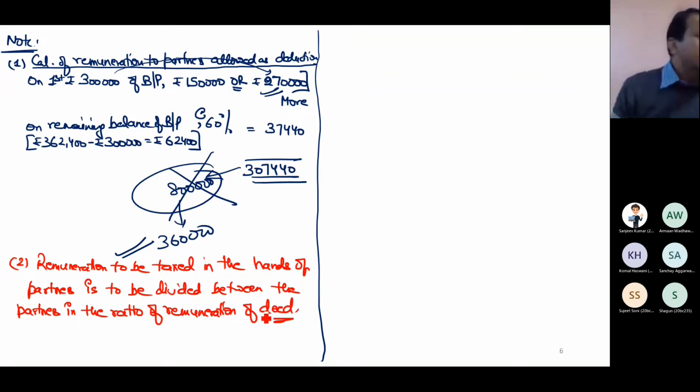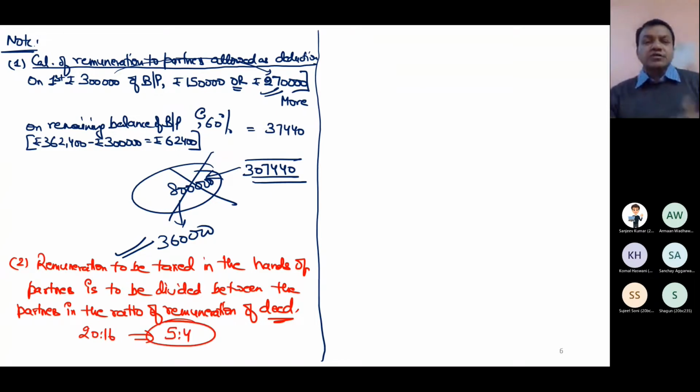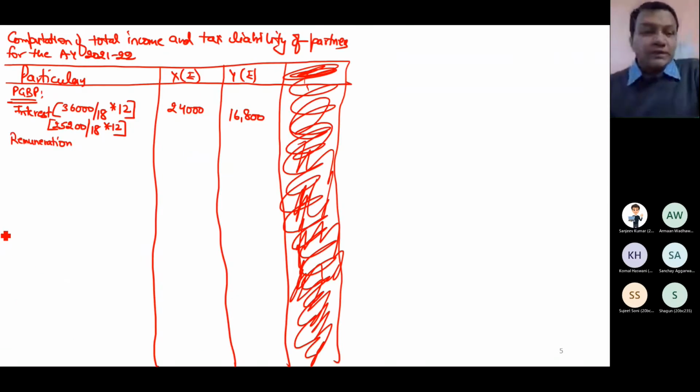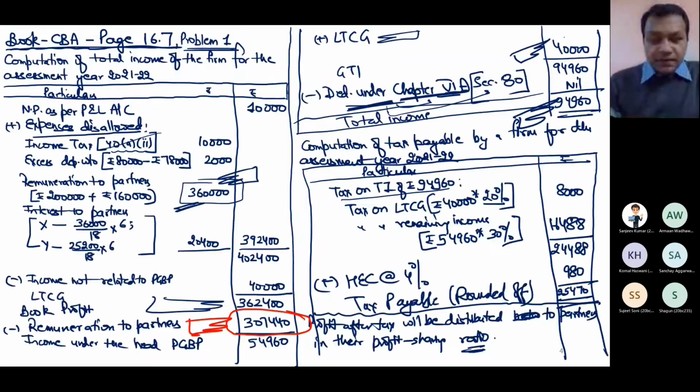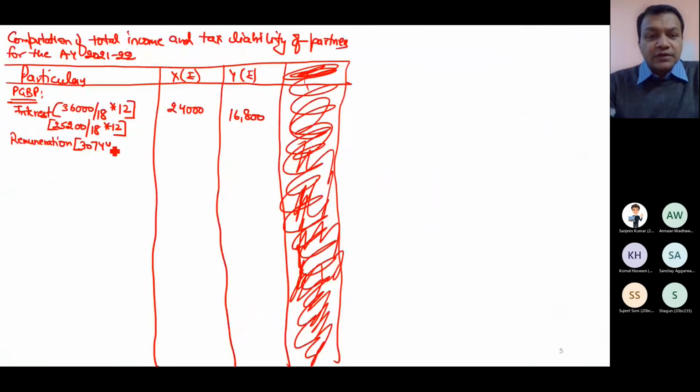So if in the deed the remuneration given is 2 lakh and 1 lakh 60 thousand, so 20 is to 16, which becomes 5 is to 4. So whatever remuneration is allowed as deduction, the same amount will be taxable, but that will be divided in the ratio of 5 is to 4. Don't forget this point. So 307,440 is to be divided in the ratio of 5 is to 4.